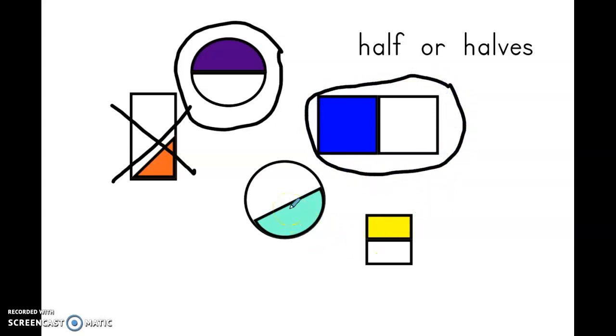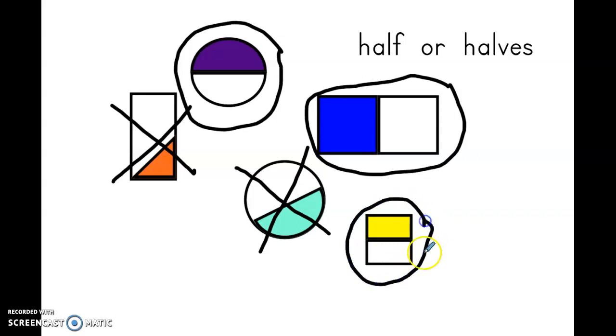Our circle is not divided into equal parts. Since it is not divided into equal parts, it's not one half. We can't say that this is split into halves. They're not equal. This shape here, they are equal parts, and one out of two equal parts is shaded, so we can circle this and say that this shape is split into halves. One half is yellow.